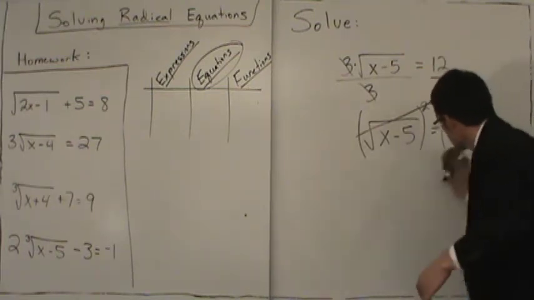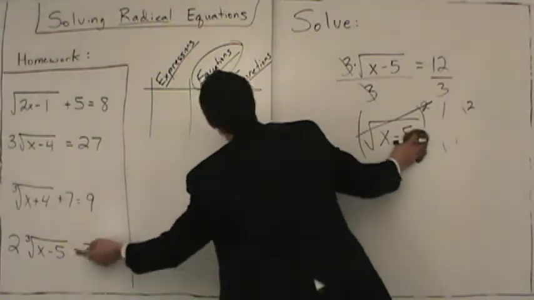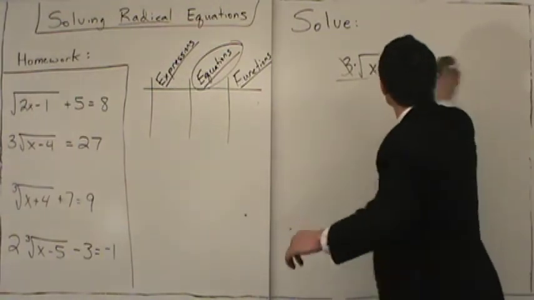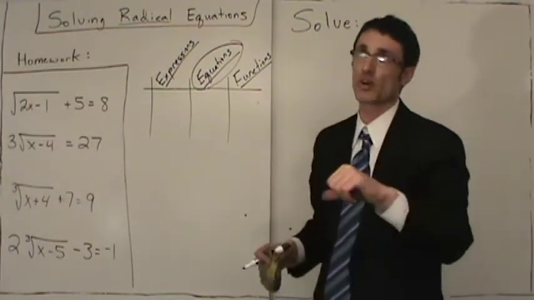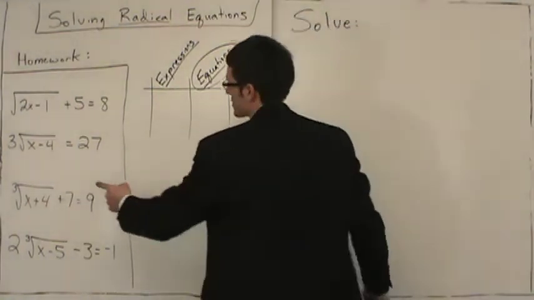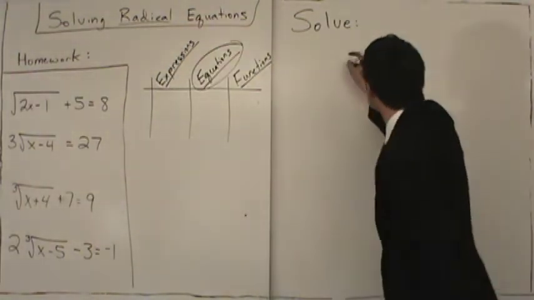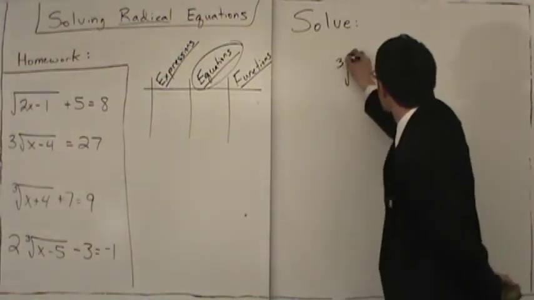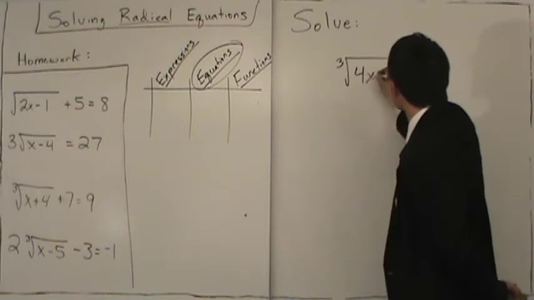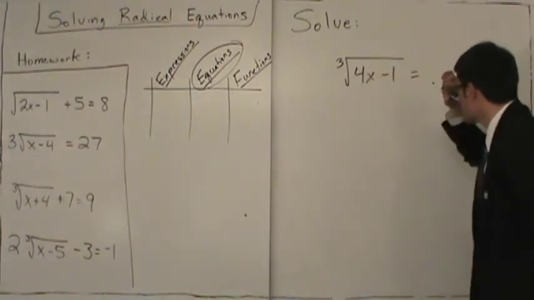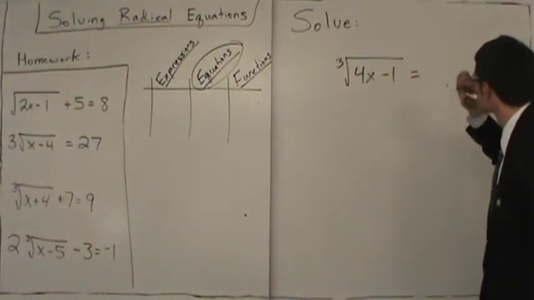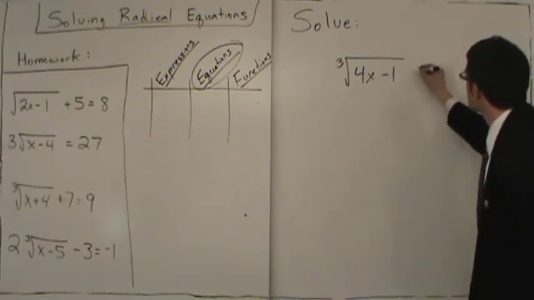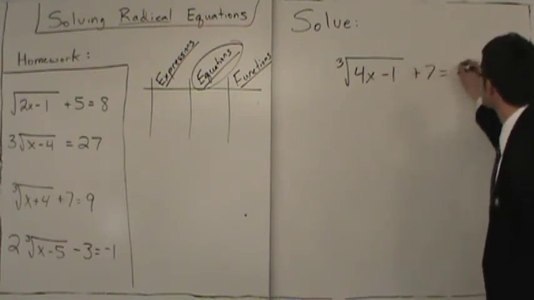Now, on the next two problems, you have cube roots. So let's look at a couple examples. If we square a square root, what do you think we're going to do with a cube root? Yes, we're going to cube it. So we're looking at cube root of 4x minus 1, plus 7, is equal to 10.